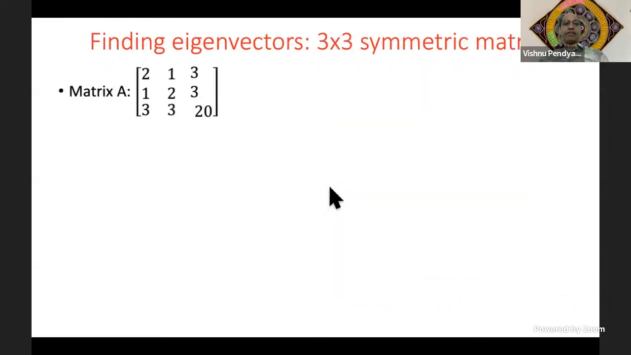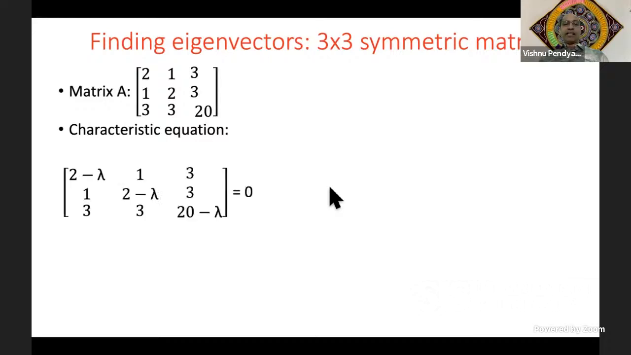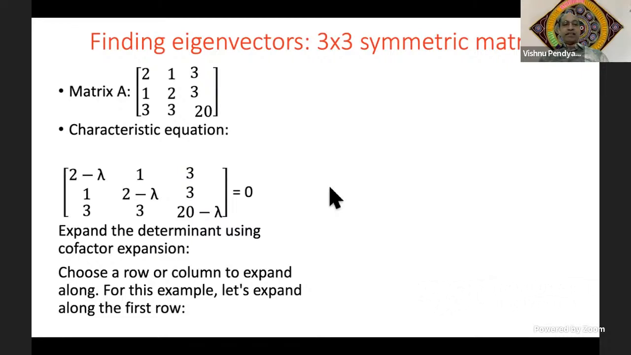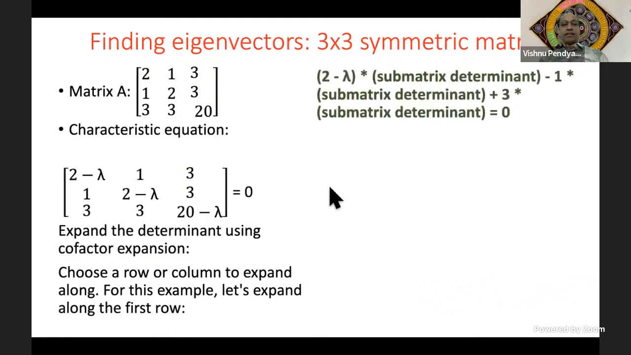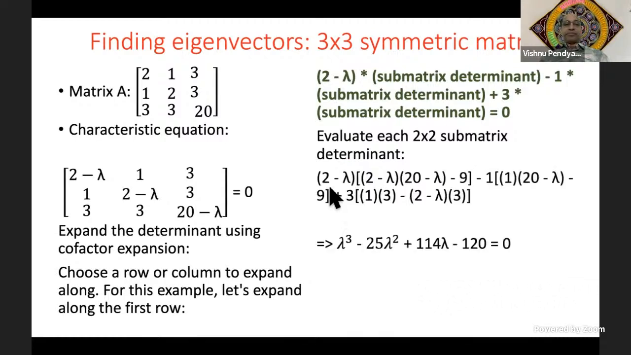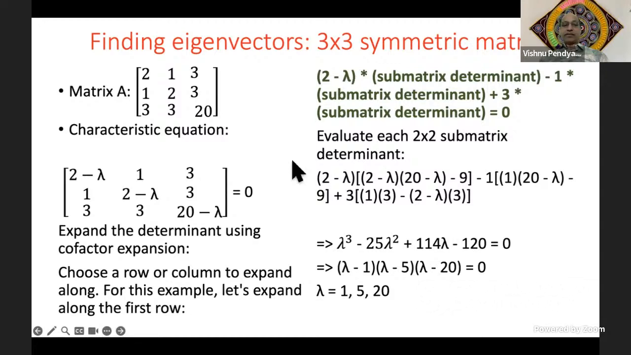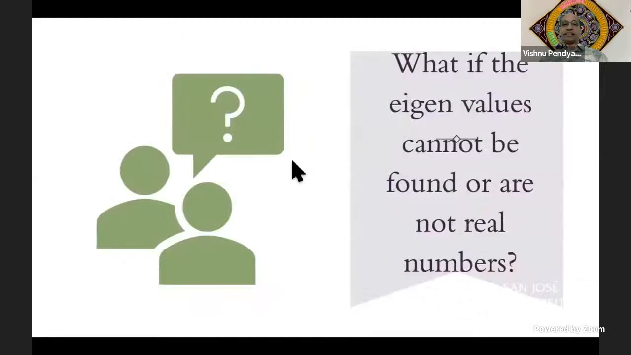Now for 3 by 3, I will not spend a whole lot of time. You do a similar thing. You come up with a characteristic equation, expand the determinant using cofactor expansion, choose a column or row to expand along. All that stuff, you know how to do that. I will not go over that. And then evaluate the determinant, and you'll eventually get a cubic equation. The way to solve a cubic equation is again to apply a formula, which is very tedious, but I prefer factorization. So the roots are 1, 5, and 20 for this, and eigenvectors can be found like before. So that is the process of finding eigenvalues and eigenvectors.